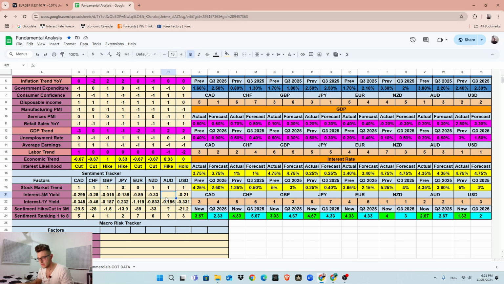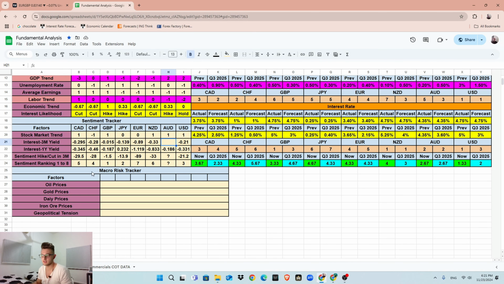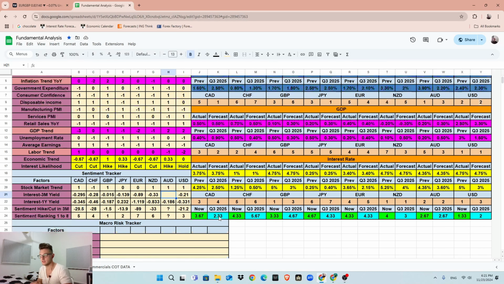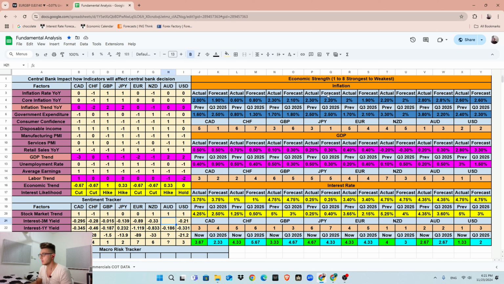Okay, and then I have here the macro risk tracker. I don't have it yet. I'm working on it to see how I will be incorporating these ideas with my fundamental analysis. Then we have the economic strength, based on the real data of inflation, GDP, and interest rate. I rank it also from 1 to 8, 1 being very powerful, 8 being very weak.